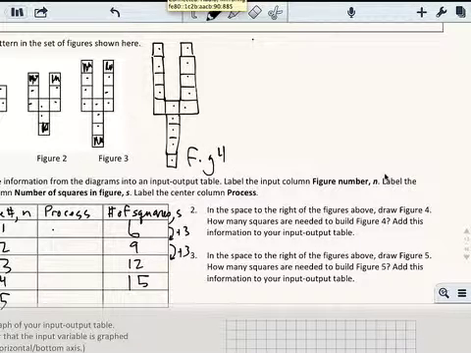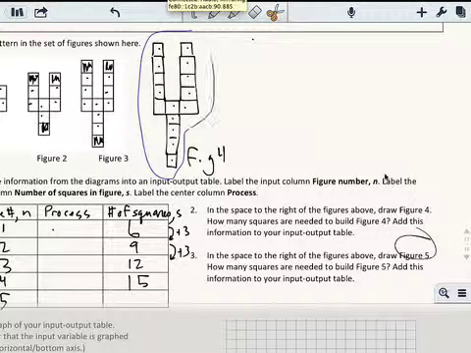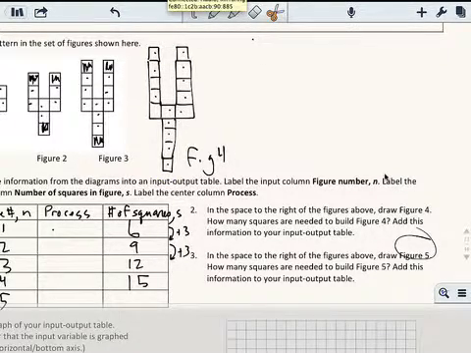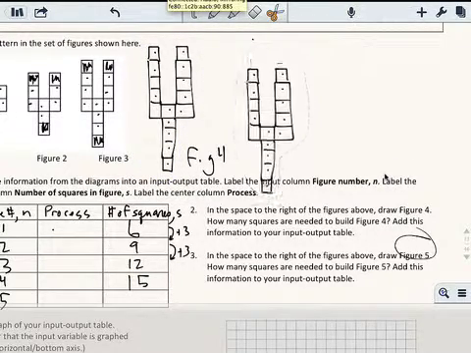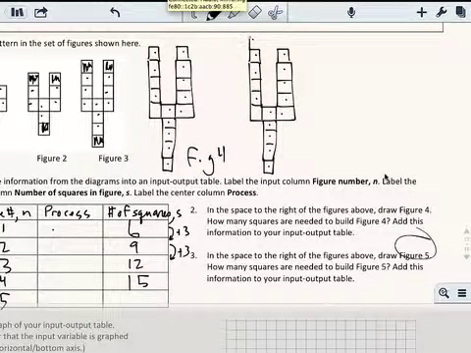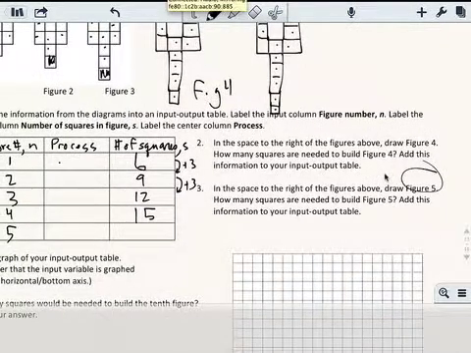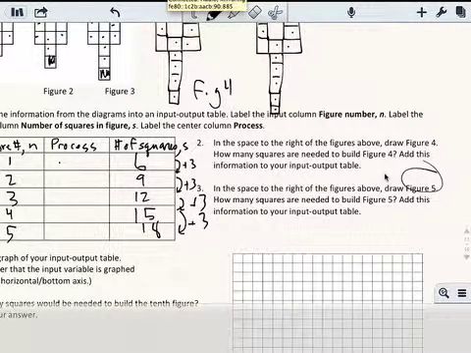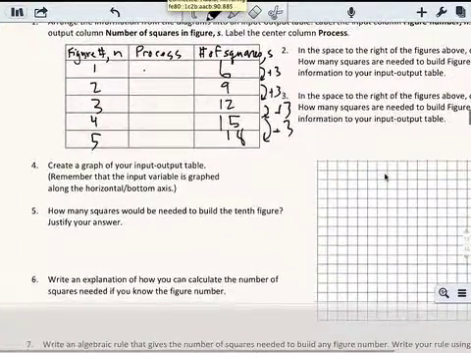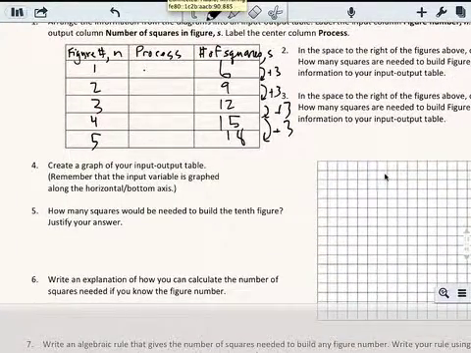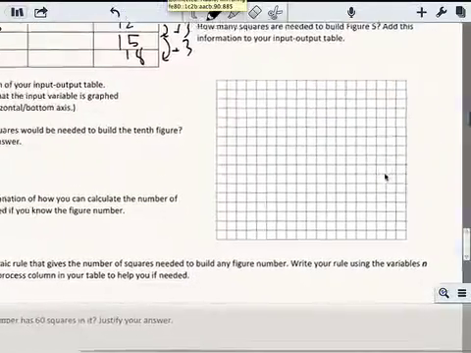Looks like they want me to do figure 5 as well. So let's do that. I know I'm going to take figure 4 because I have cool electronics. I'm going to copy it and then paste. And now I know all I need to do is just add a square onto the end. And so I had 15, and now I've added 1, 2, and 3, and so now I'll have 18. And I continued the pattern of adding 3, and that's 1 to each end every time. So create a graph of your input-output table. All right, let's go ahead and do that.